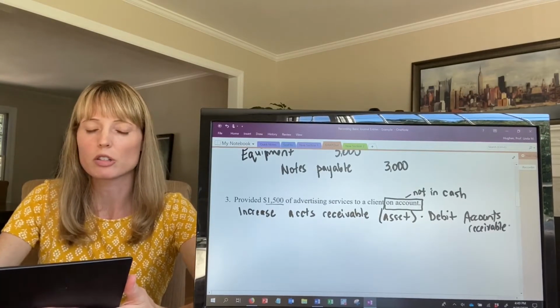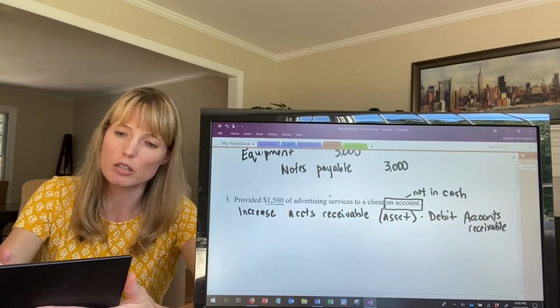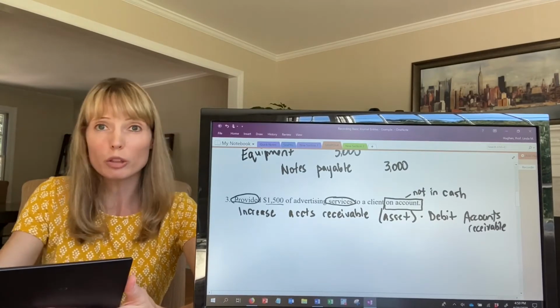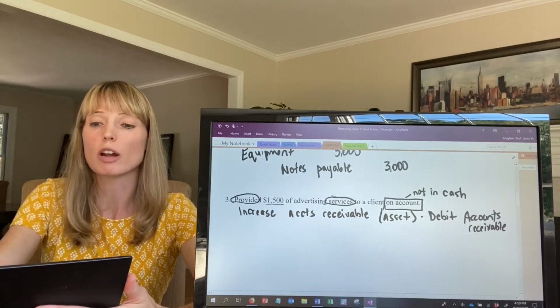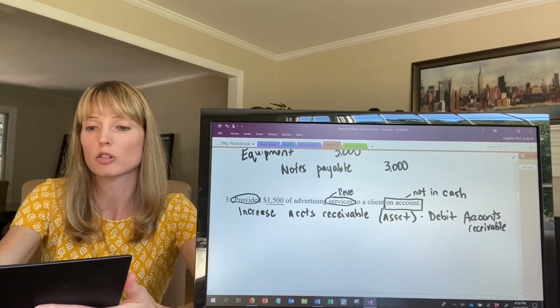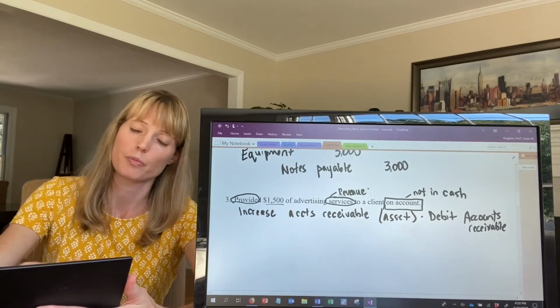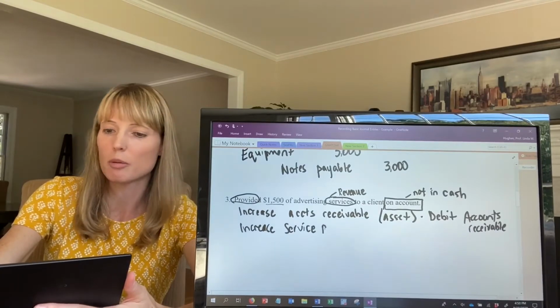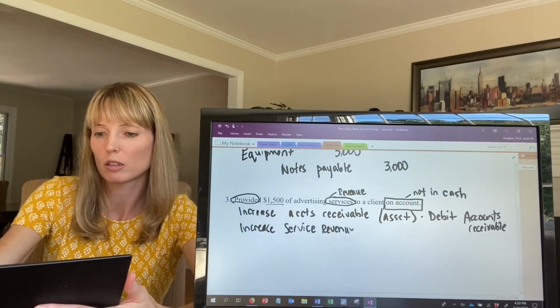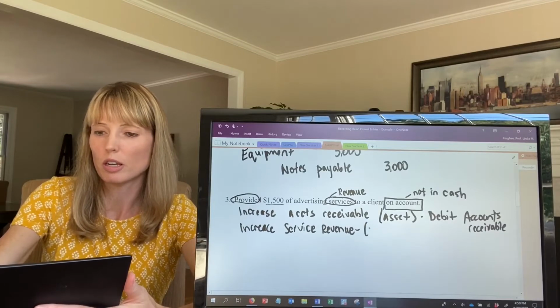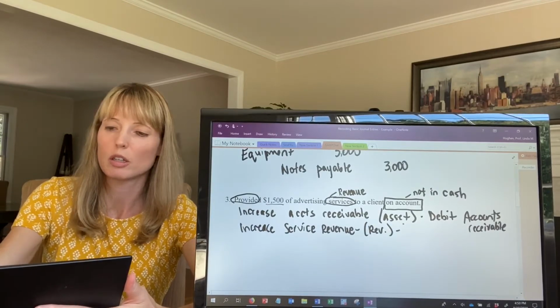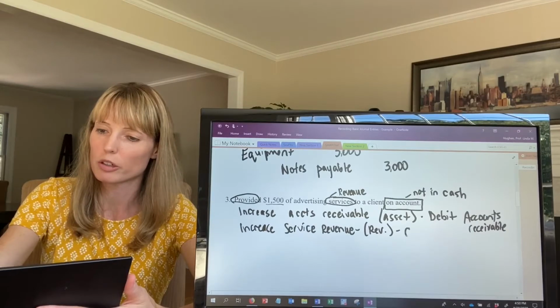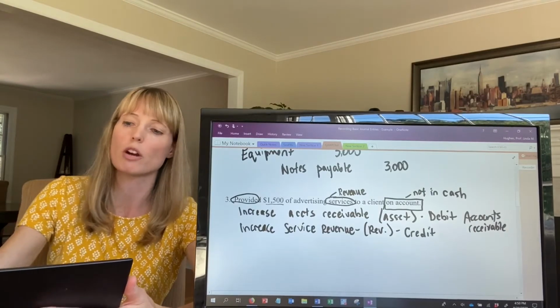And what else? Well, when we're providing services to a client, we're doing what we're in the business of doing. This is revenue. This is service revenue. So we need to increase revenue. How do we increase revenue? Is that with a debit or a credit? That is a revenue account, of course. So to increase a revenue account, we're going to record a credit to service revenue.